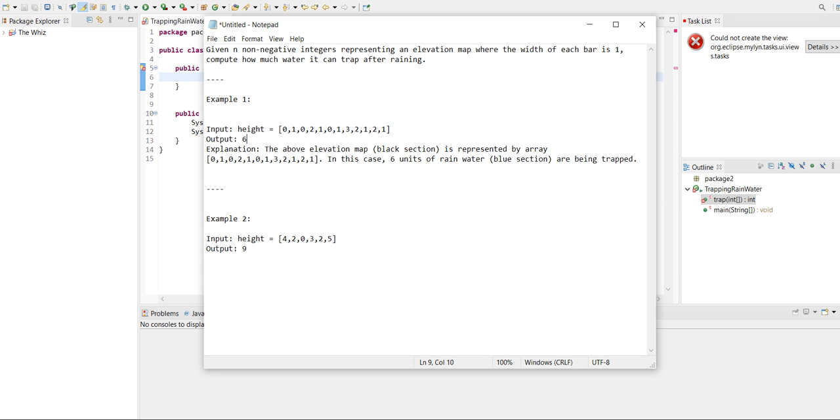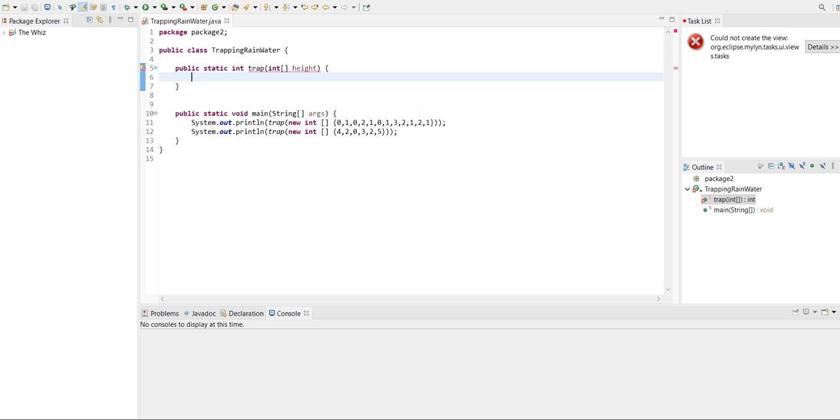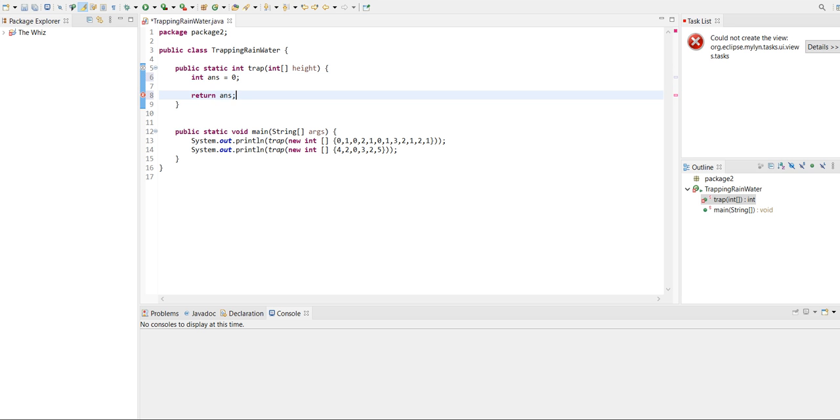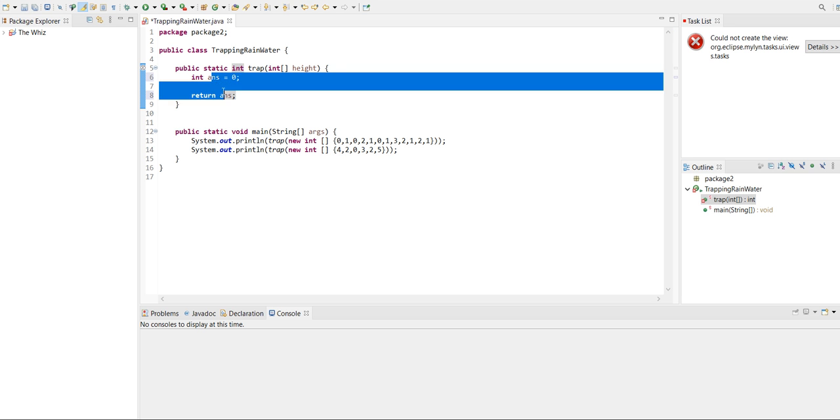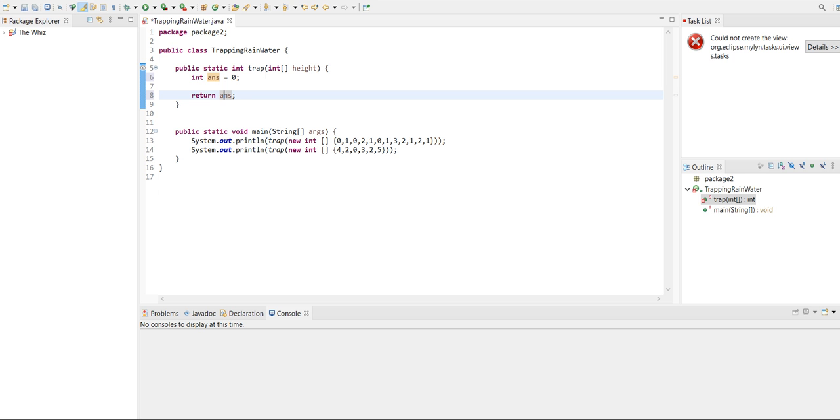In order to solve this problem, what we're going to do is first create an ans, I think ans is the better word, and just return ans at the end. So ans is the number that we're going to be tracking how much rainwater we can store.